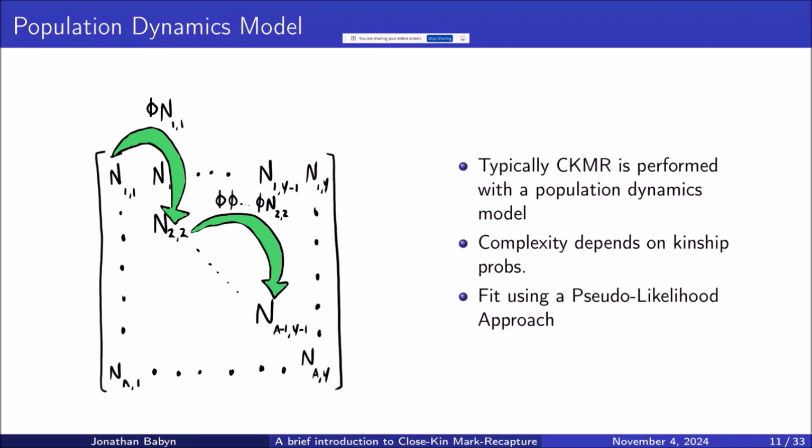So CKMR doesn't necessarily have to use a population dynamics model. For example, there's a paper by Rosante et al. where they used a method of moments estimator to perform CKMR. But there are some downsides to that approach. For example, they had to have external estimates of fecundity, whereas with a model-based approach, you can potentially estimate that within the model.